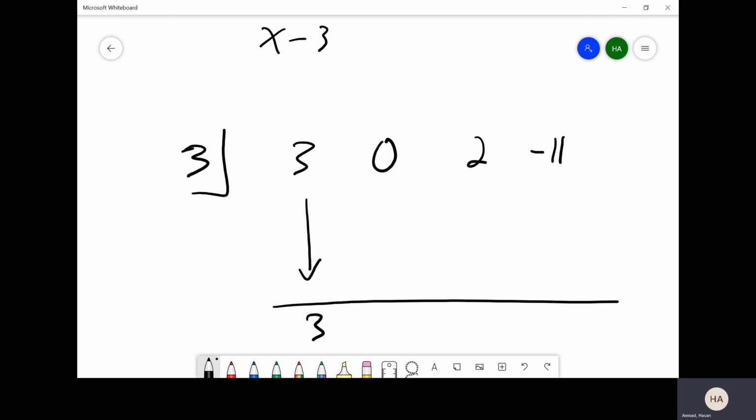So 3 times 3 gives you a 9. You throw that in the next column, you add, you get a 9. 9 times 3 gives you a 27. So 27 comes over here. 2 plus 27 gives you 29.